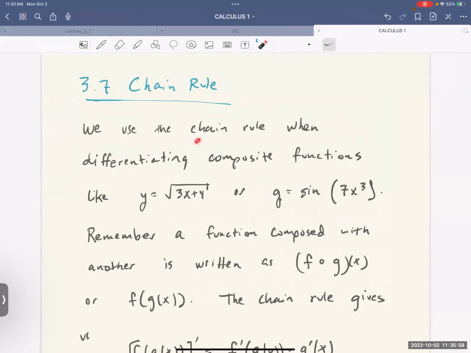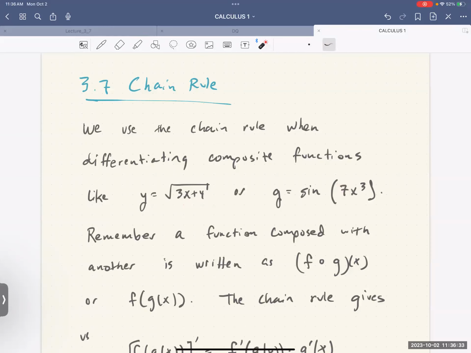So the chain rule comes after all of the other rules we've looked at so far: power rule, product rule, quotient rule, trig functions, constant multiple rule. Now we have the chain rule. It lets us differentiate composite functions like root of something else besides x, where the root is the outer function and 3x plus 4 is the inner function. And here, sine of something is the outer function, and the inner function is x cubed.